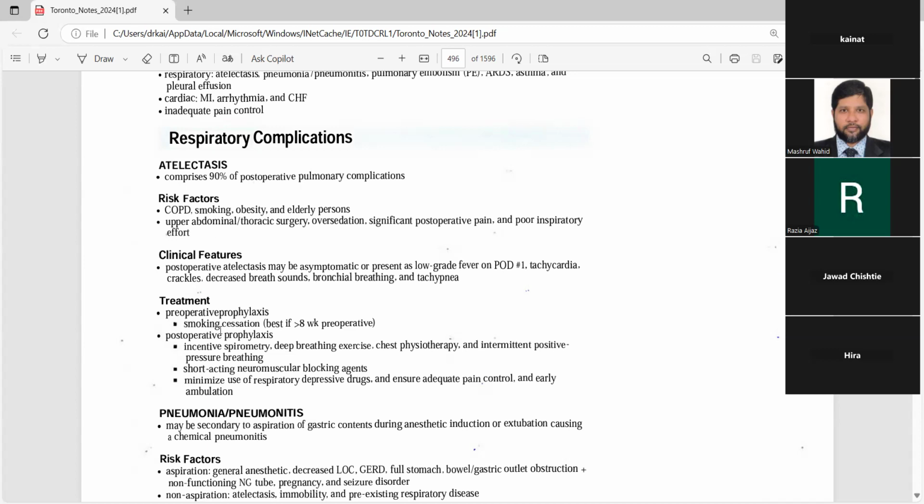So they can ask you a scenario where the patient was counseled about smoking, but the patient does not want to stop smoking. Would you proceed with the surgery? If it's an elective surgery, you can wait. If it's an emergency surgery, then you can proceed. And if it's an emergency surgery and you proceed, what kind of complication can happen? Atelectasis is one of the main common complications with this.